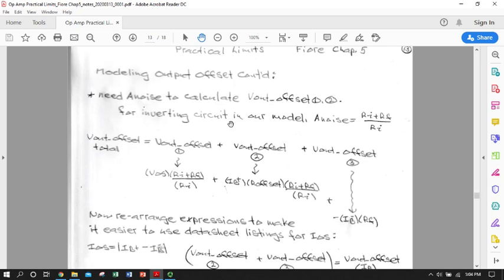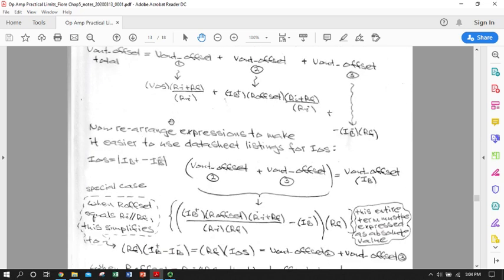So we can write them all together. V out offset total is V out offset 1, which is VOS times A noise, which is also equal to 1 plus RF over RI, another way of writing A noise, plus V out offset 2, which is our IB plus, a value that comes from the spec sheet, times R offset. This we can set. We can choose that, so that's up to us. And here's our A noise again. And then V out offset 3, the third component, is negative IB inverting times our feedback resistor.